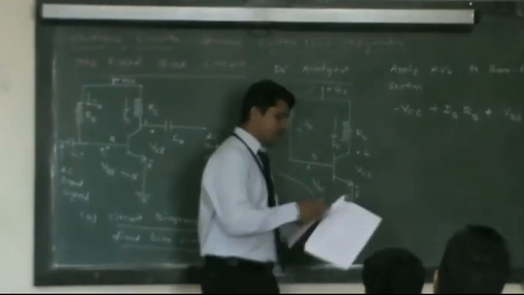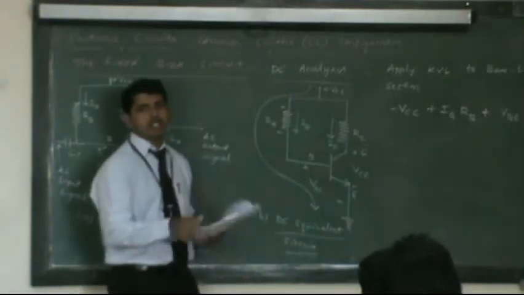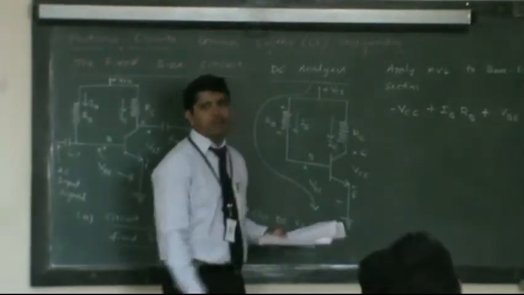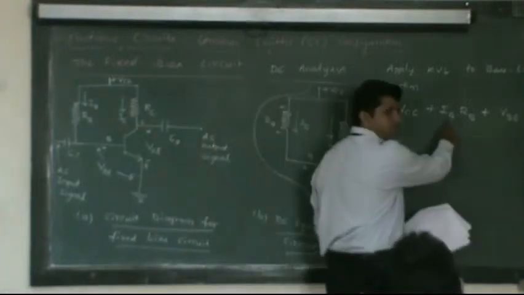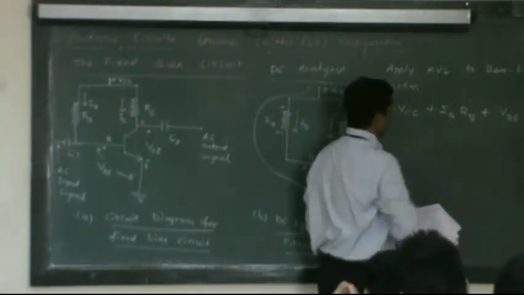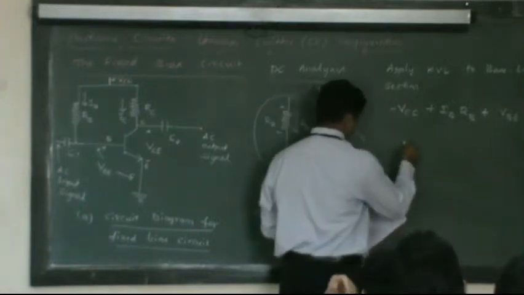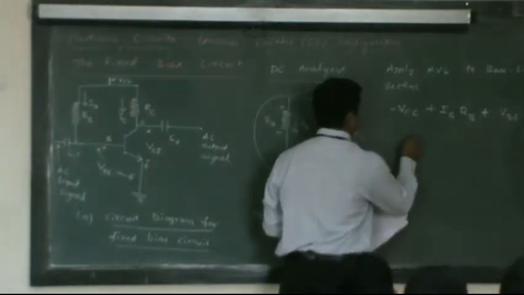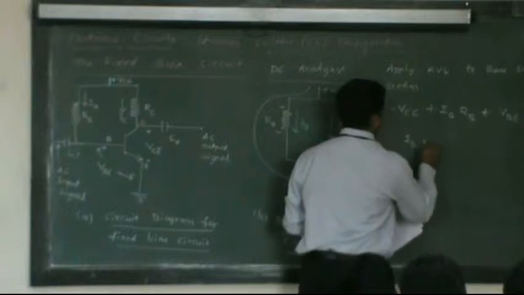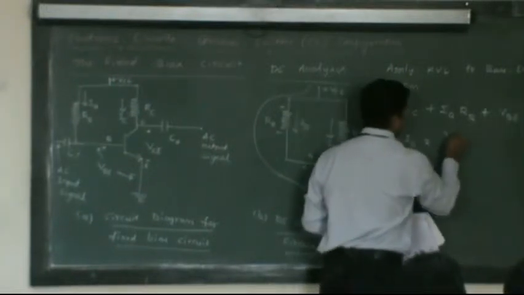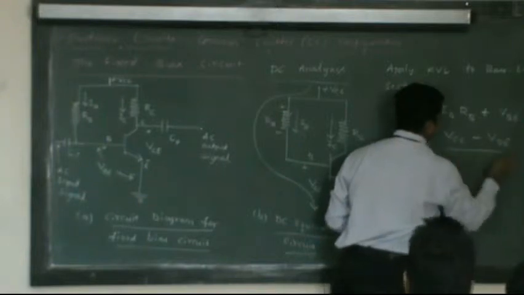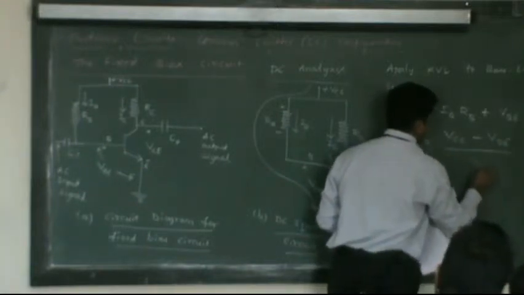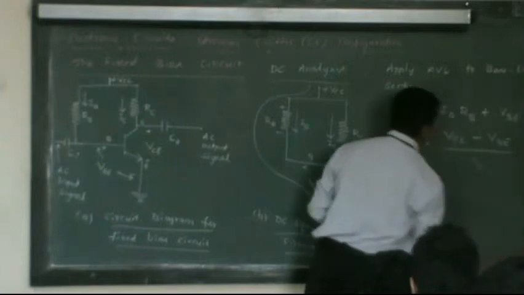What else do we have next? After applying KVL, you have to rearrange the terms and simplify to obtain the expression for the base current. Let us obtain the expression for IB. You see that IB is equal to, if I transfer this VCC to the other side, VCC minus VBE divided by RB. So this is the expression for the base current IB.